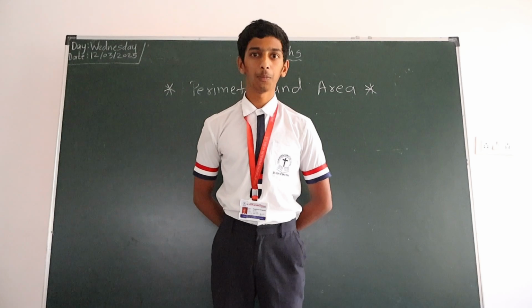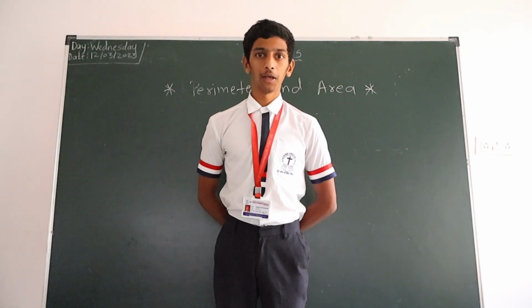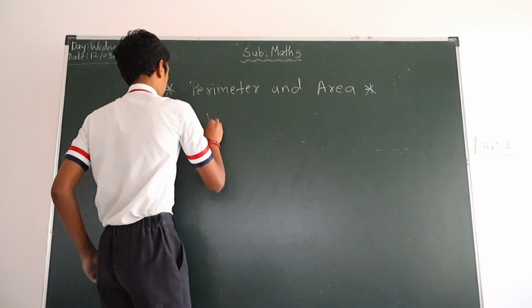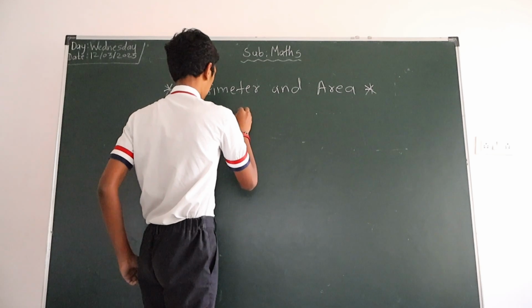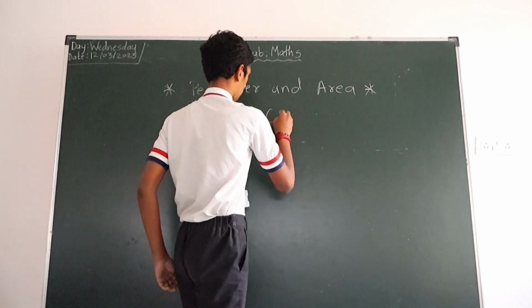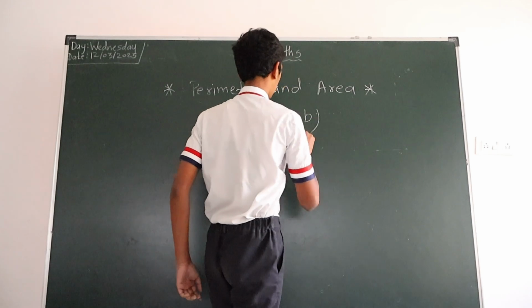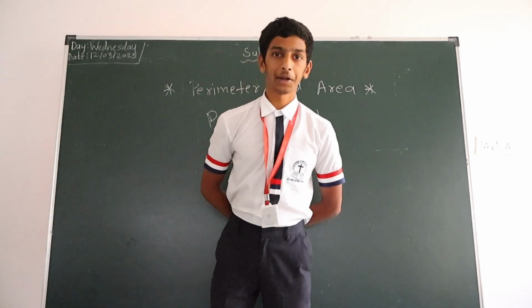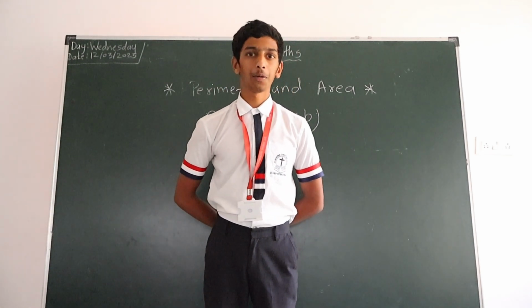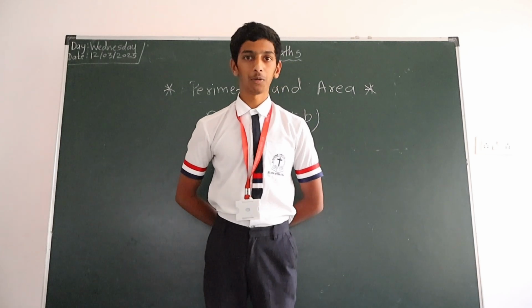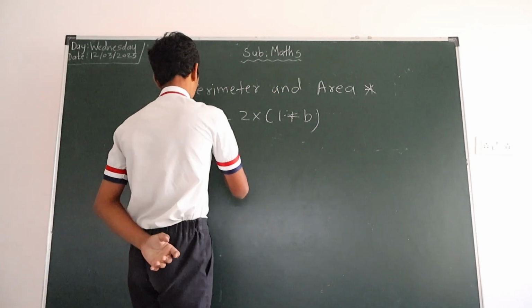Perimeter is the length of the boundary of a closed plane figure. Perimeter of rectangle equals 2 into bracket length plus breadth, equals 2 into bracket L plus B. Perimeter of square equals 4 times side, equals 4 into L.